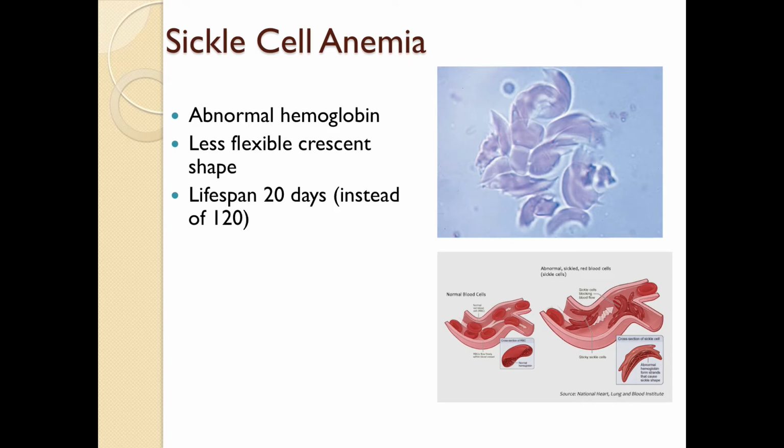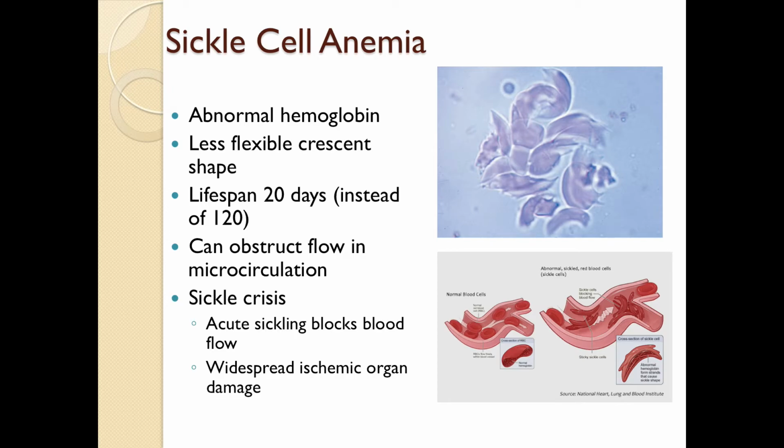So this is, again, abnormal hemoglobin. The crescent shape is not flexible. It only lives 20 days instead of 120. And again, in low tension levels of oxygen, these sickled cells clump together and block the microcirculation. That's called a sickling crisis.